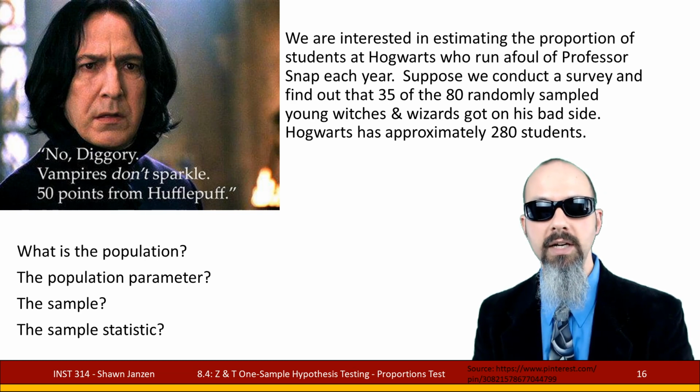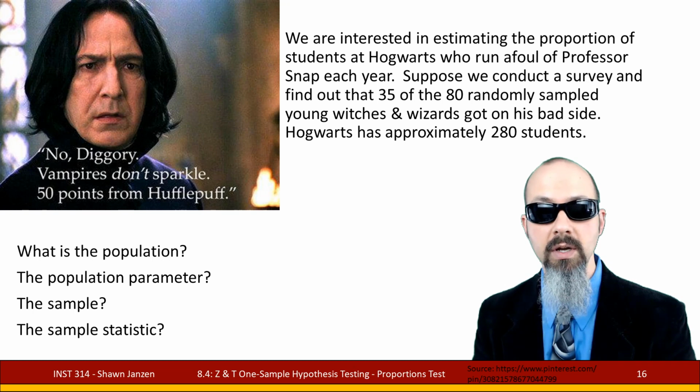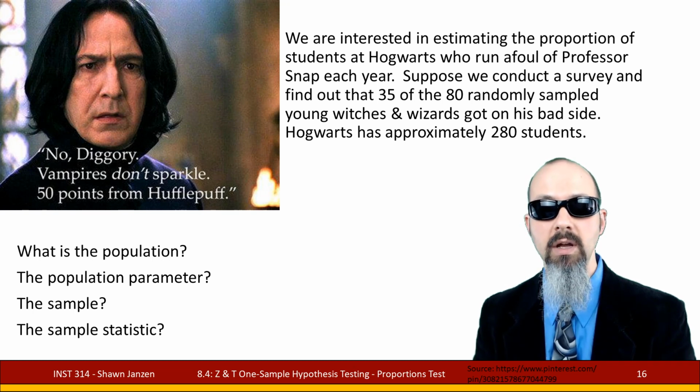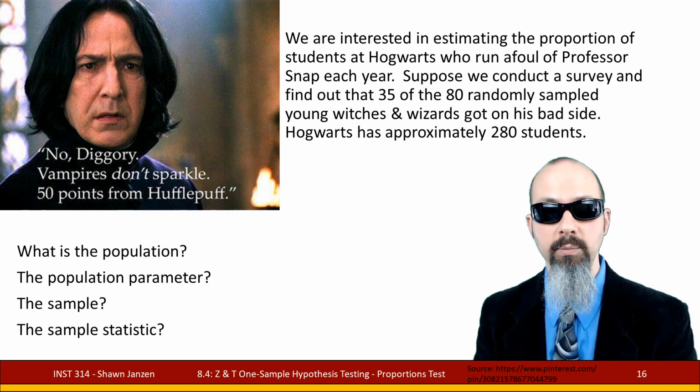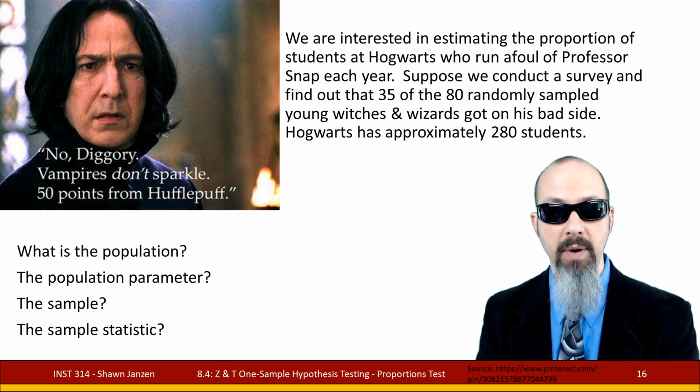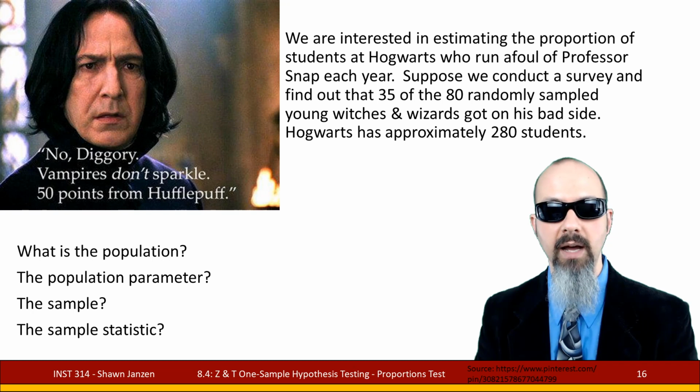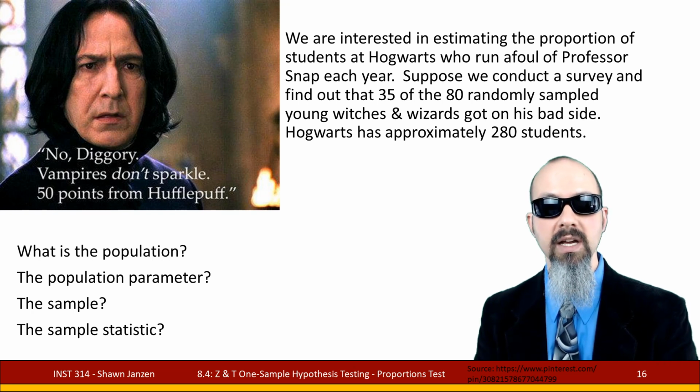and we're going to look at the proportion of students at Hogwarts who run afoul of Professor Snape each year. For those of you who are not familiar with Professor Snape and Hogwarts, this is a Harry Potter example. So say we conduct a survey and find out that 35 out of 80 randomly sampled young witches and wizards got on his bad side that year, and Hogwarts has approximately 280 students across the different years of school.